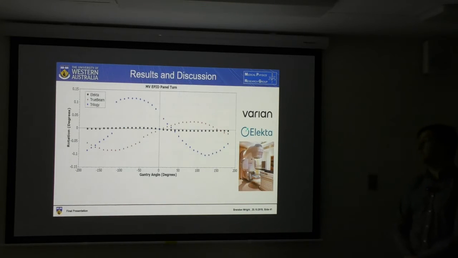but when compared to the tilt encountered for the KV system, it is quite significant. For the panel turn, there is a quite noticeable discontinuity in the data at around 130 degrees as well as at gantry 0.